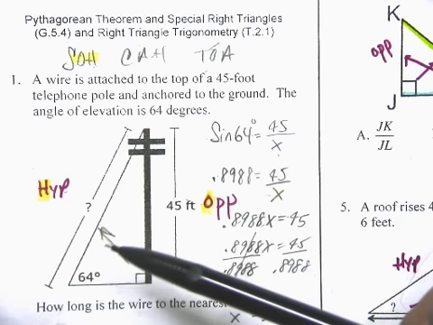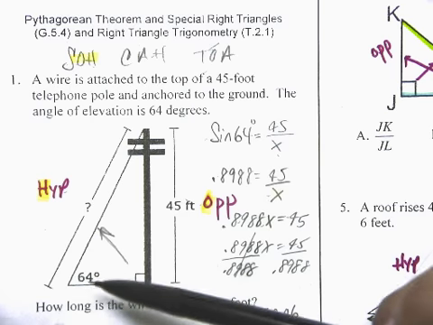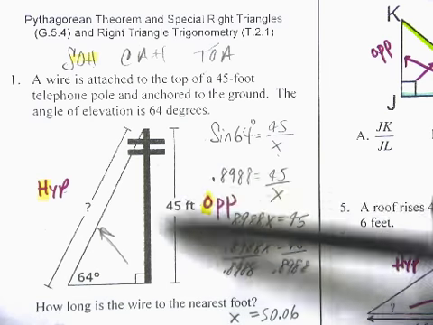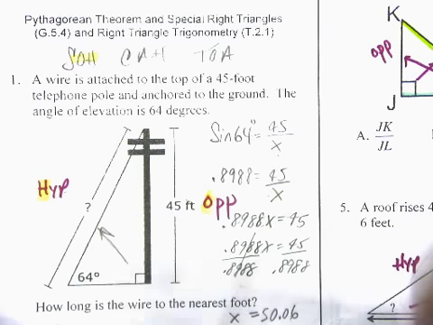In question number one here, I have a right triangle. They show me this is 64 degrees. They told me that the light pole is 45 feet high, and they want to know what is the hypotenuse here. So obviously this is a trig question.